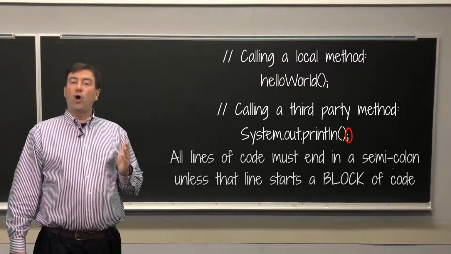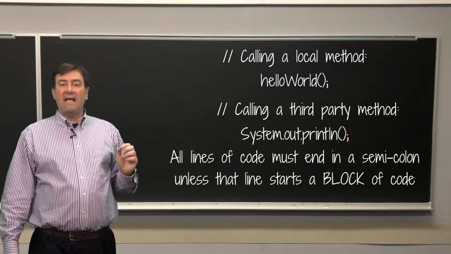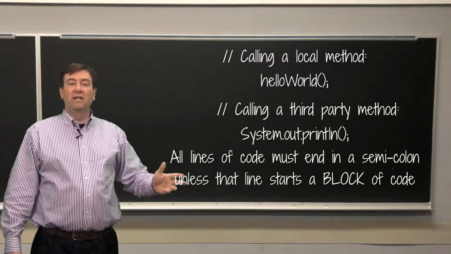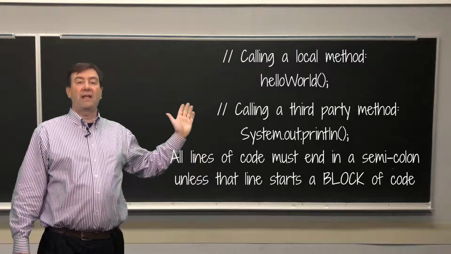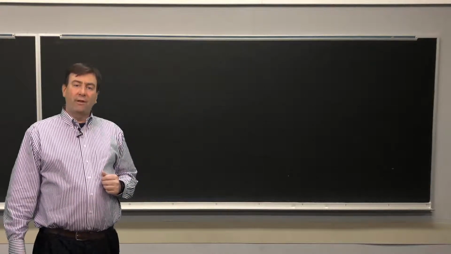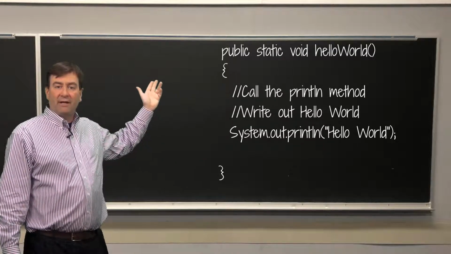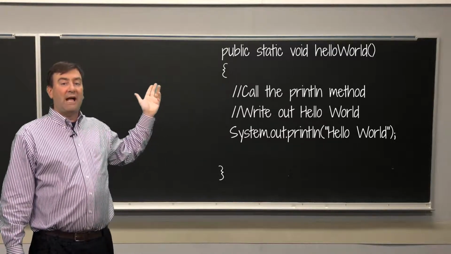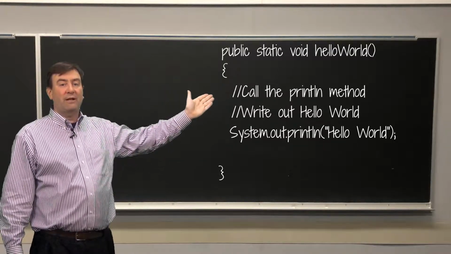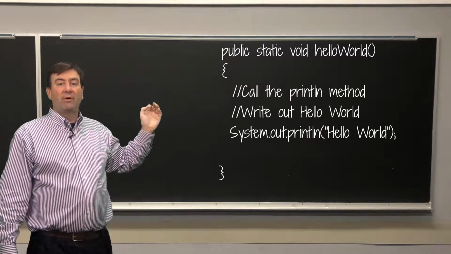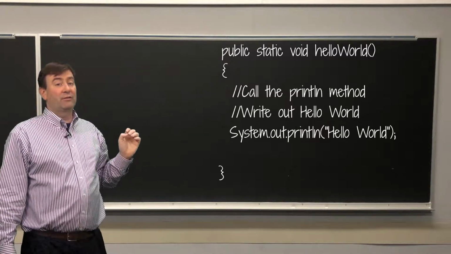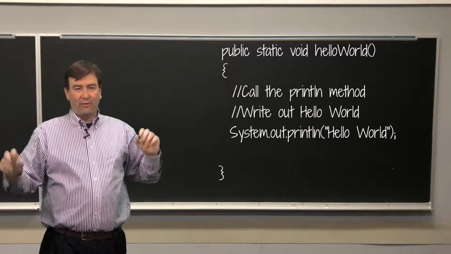You'll notice that our call to System.out.println has a semicolon after it. That's because all lines of code need to end in a semicolon unless that line of code starts a block of code. So let's look at the program again. The first line is the method declaration. It starts a block of code, so it has no semicolon after. Remember that a block of code is enclosed in curly braces.